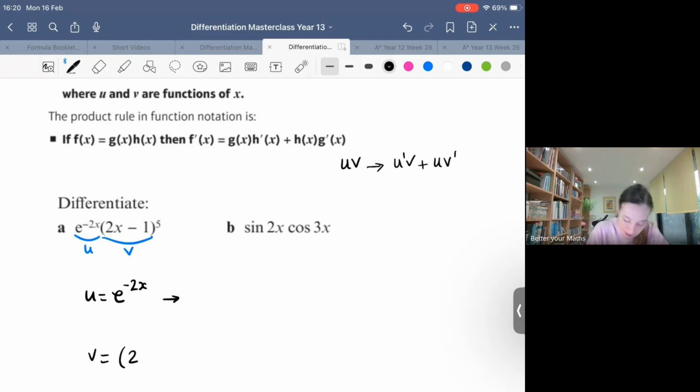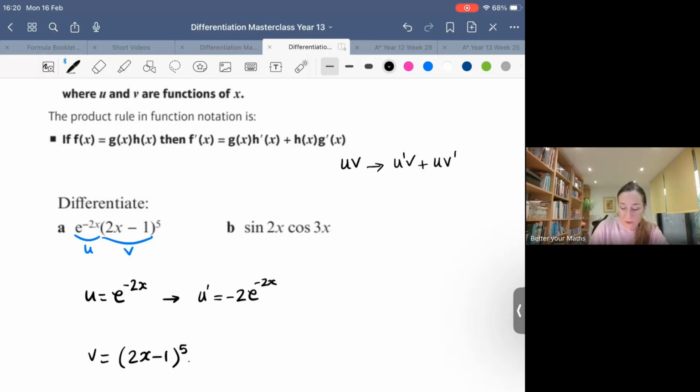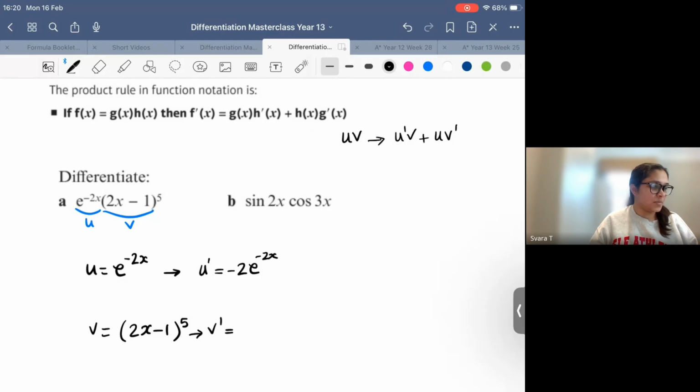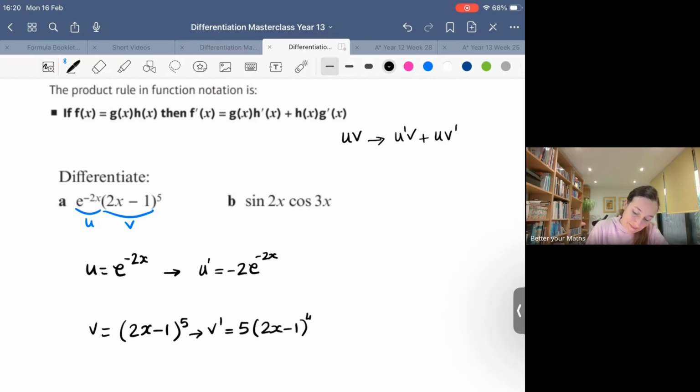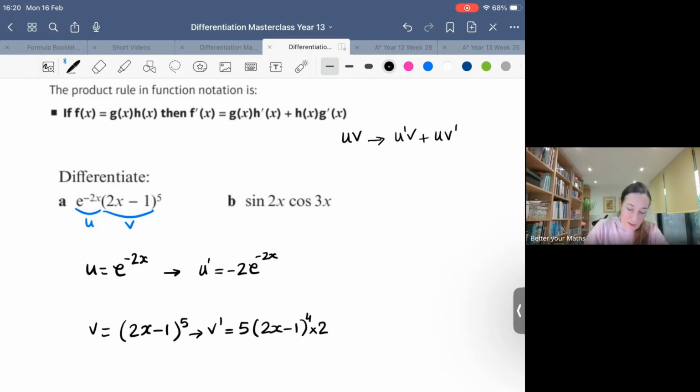Or raise the hands. Farah, tell me. Would it be minus 2e to the minus 2x? Perfect. And do you want to tell me this one too? Okay. Would it be 5 in brackets 2x minus 1 to the power of 4 and then multiplied by 2? Exactly. So I'm going to write 10 at the front, and that's it. So these are my derivatives.